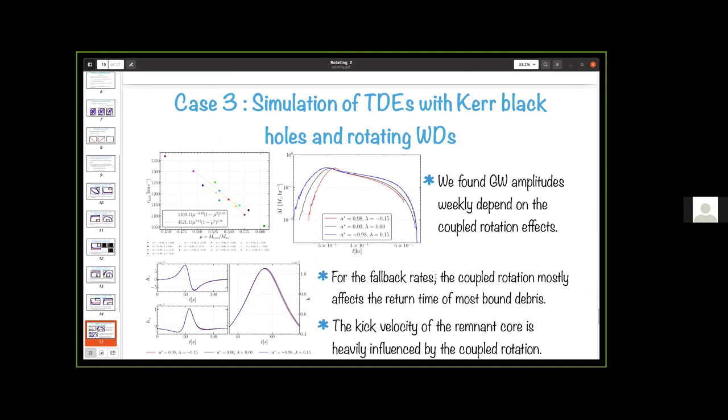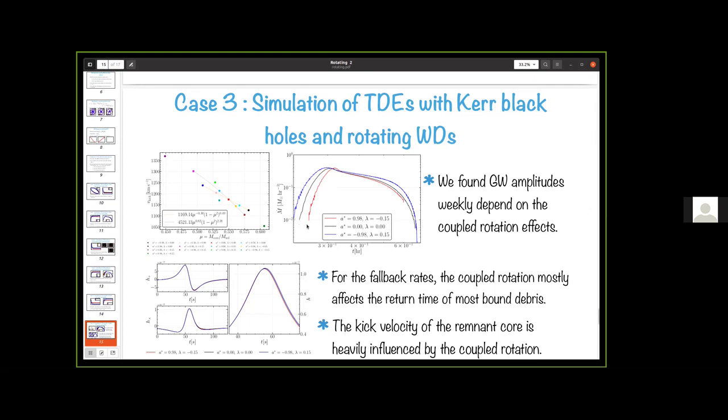Then I have considered the TDE observables. One of the TDE observables, the fallback rate, the blue part, basically corresponds to the maximum amount of mass destruction. In that plot, we can see that the blue curve is extended much more than the red one, which corresponds to the minimum amount of mass destruction. And due to the coupled rotation effect as well, the return time of the most bound debris is also influenced.